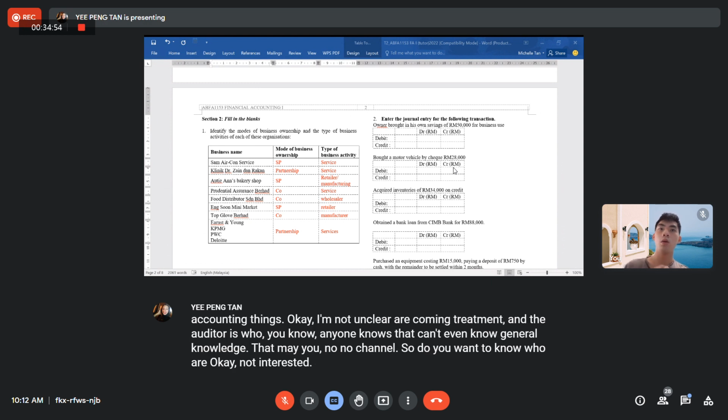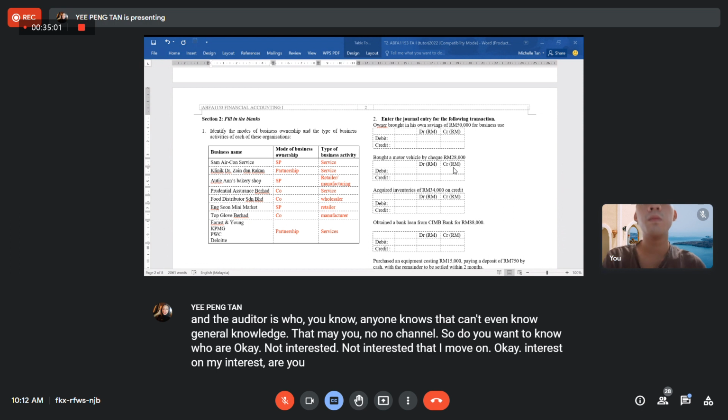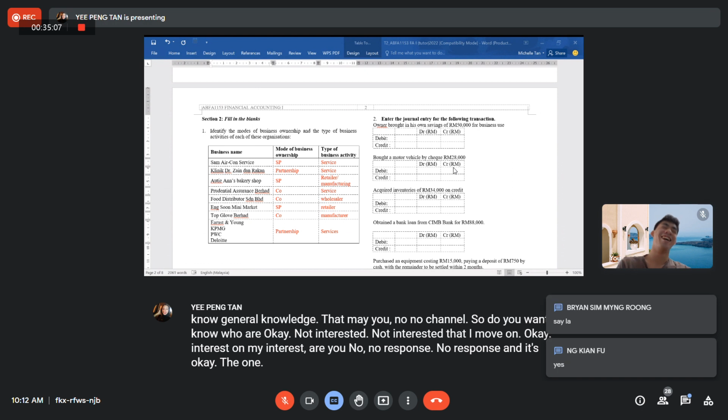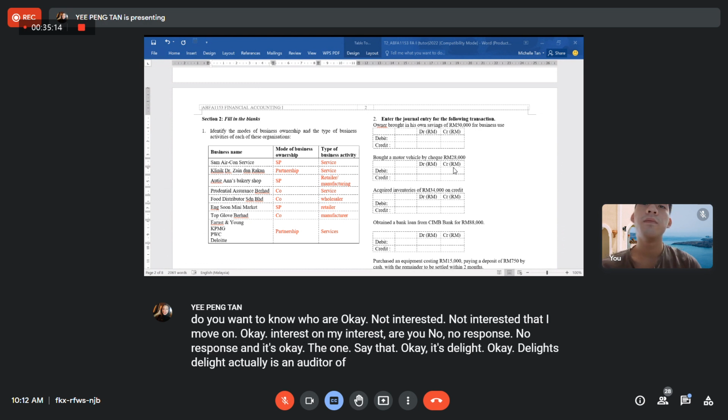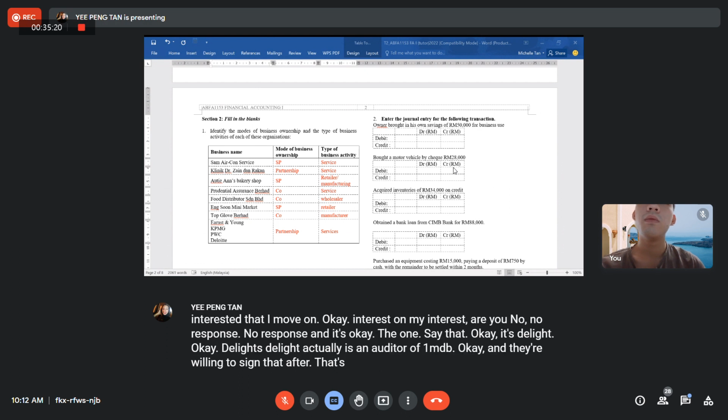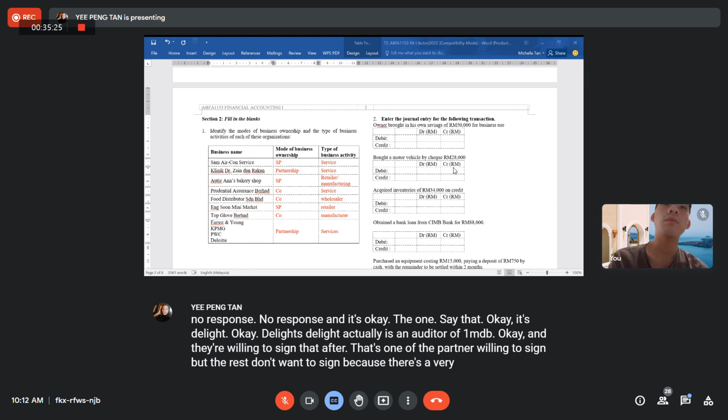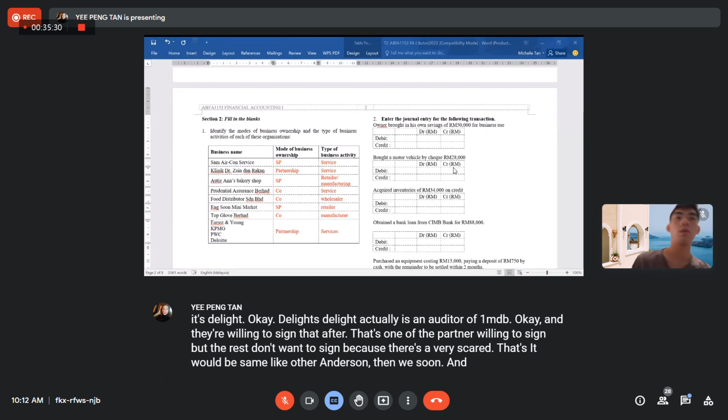Not interested? Then I move on. Interested or not interested? No response, then it's okay. Okay, it's Deloitte. Deloitte was actually the auditor of 1MDB, and they were willing to sign that. After that, one of the partners was willing to sign, but the rest did not want to sign because they were scared it would be the same as Arthur Andersen, that when they get sued, all of them would be liable.